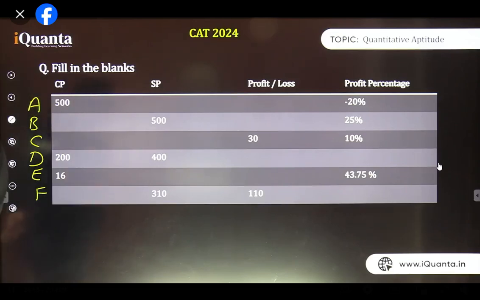Sometimes people also call this mark price margin. Margin is also used for the same term.